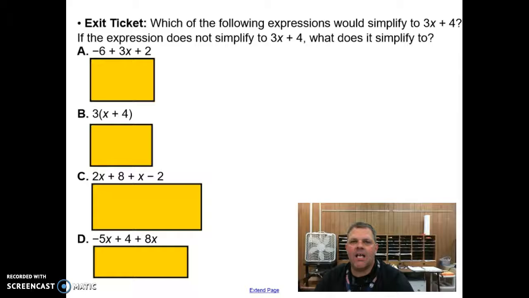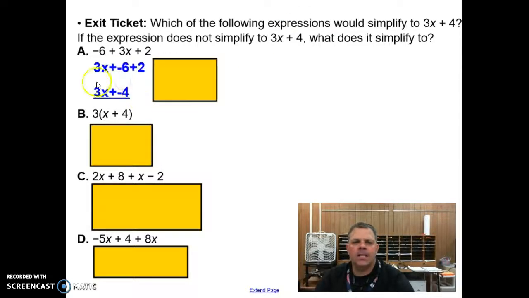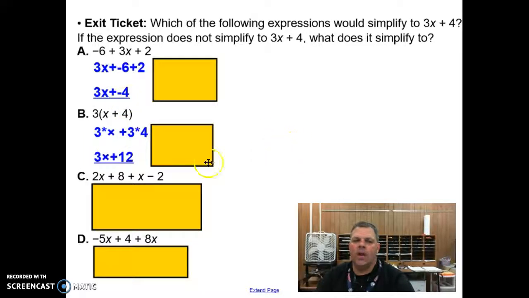In our last slide, we are to determine which of the following expressions would simplify to 3x plus 4. If it does not simplify to 3x plus 4, what does it simplify to? In the first one, I see 3x plus negative 6 plus 2. This should simplify to 3x plus negative 4. In the second one, I must distribute 3 times x and 3 times 4. 3 times x is 3x, 3 times 4 is 12. So our answer is 3x plus 12.